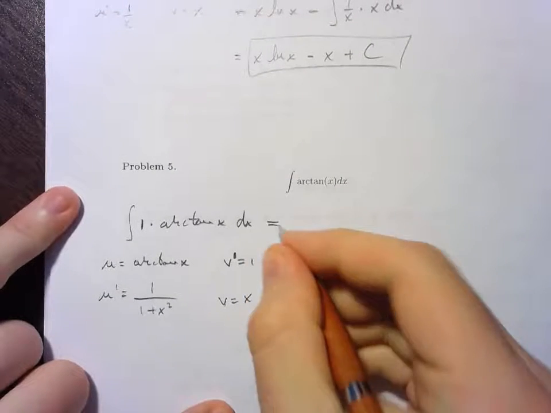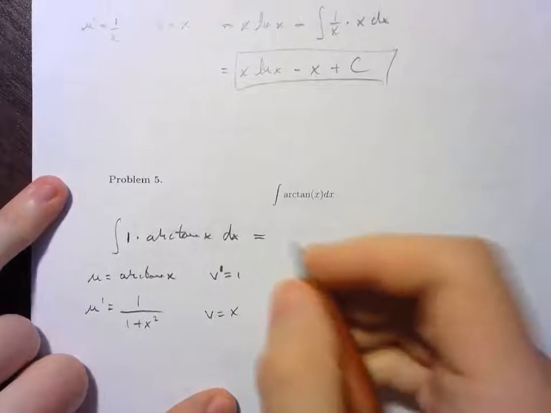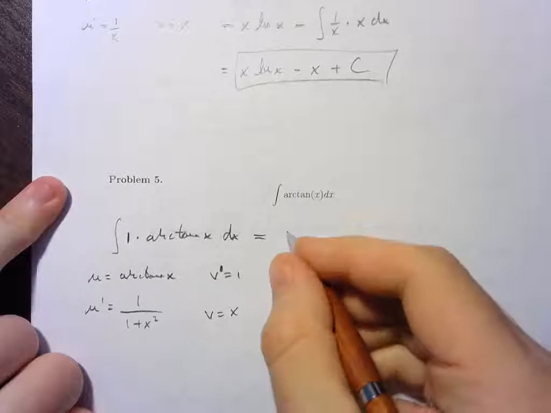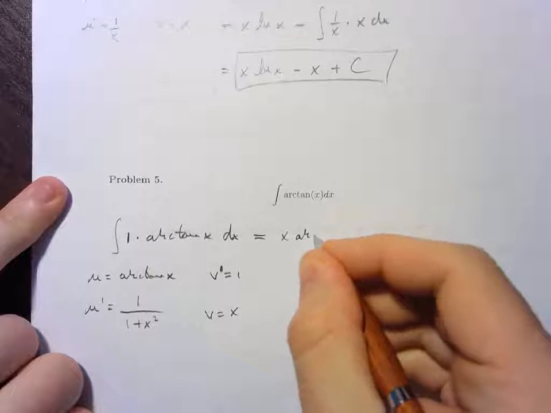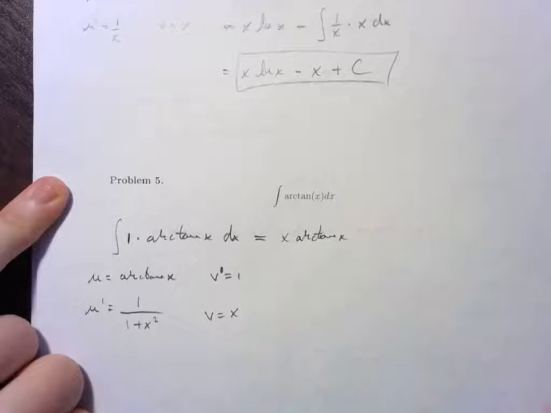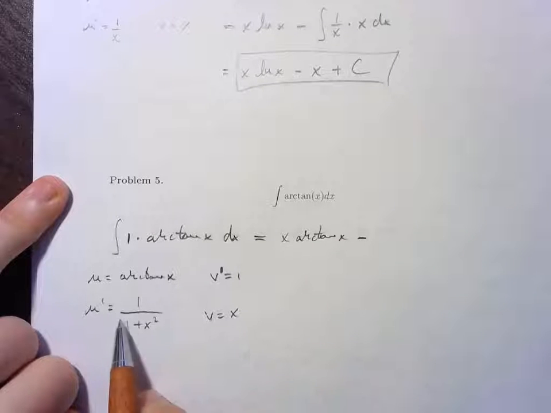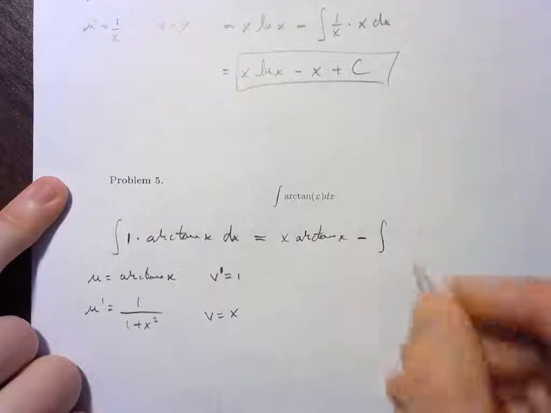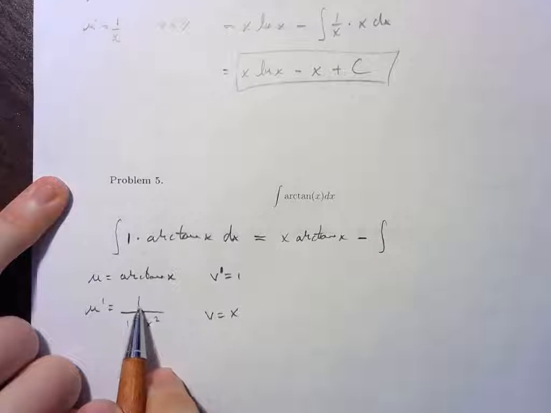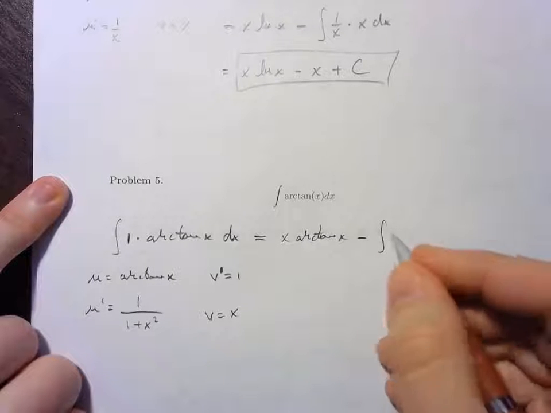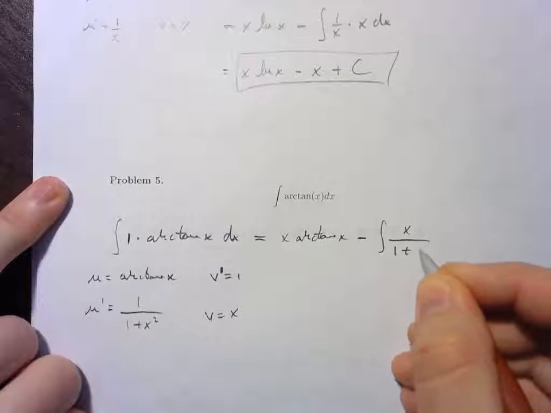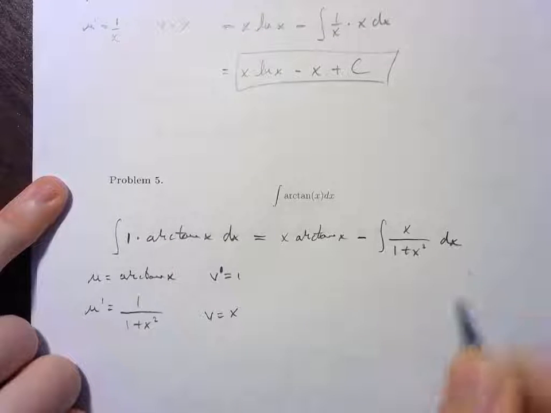So what does that mean? That means that this integral now becomes u times v, so x times arctan of x, minus u prime v. So minus the integral of u prime v, so I have x on top, 1 plus x squared, dx.